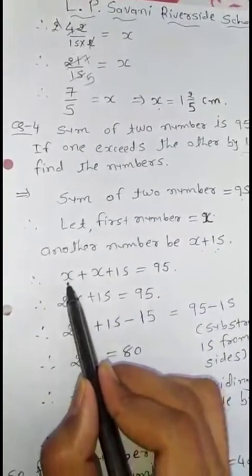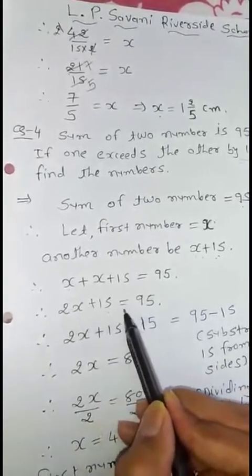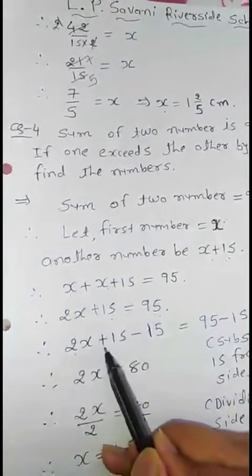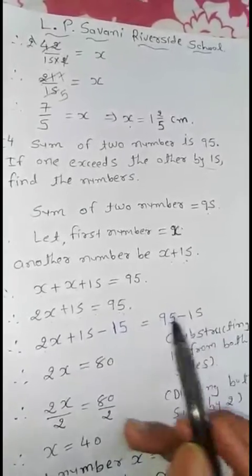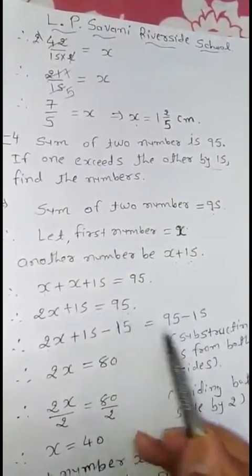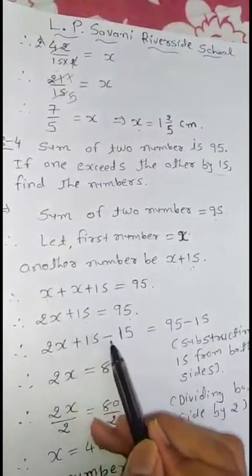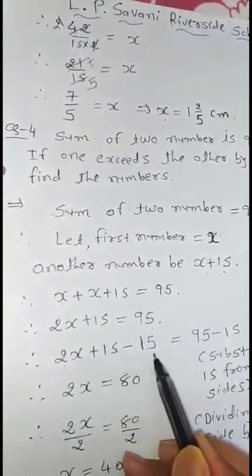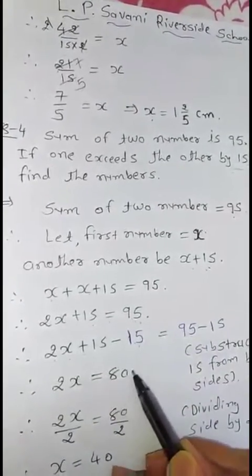So here you can see that x plus x gives 2x, so 2x plus 15 is equal to 95. Then I subtract 15 from both sides. With the blue pen I indicate the subtraction of 15 from both sides. Here I put 15 minus 15 and 95 minus 15. 15 minus 15 gives 0 and 95 minus 15 gives 80.